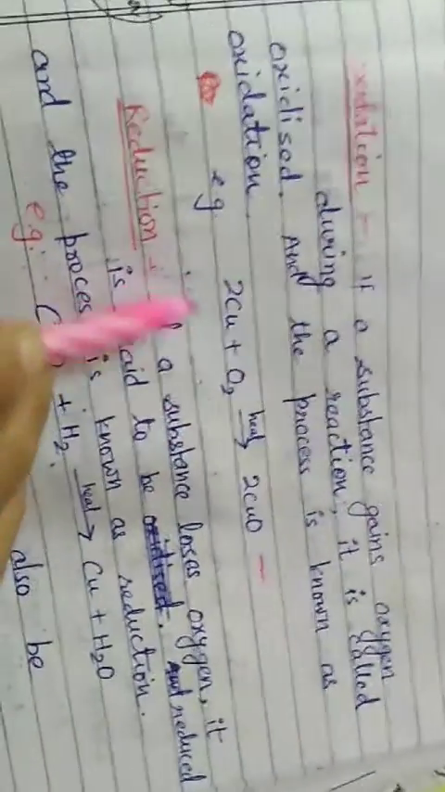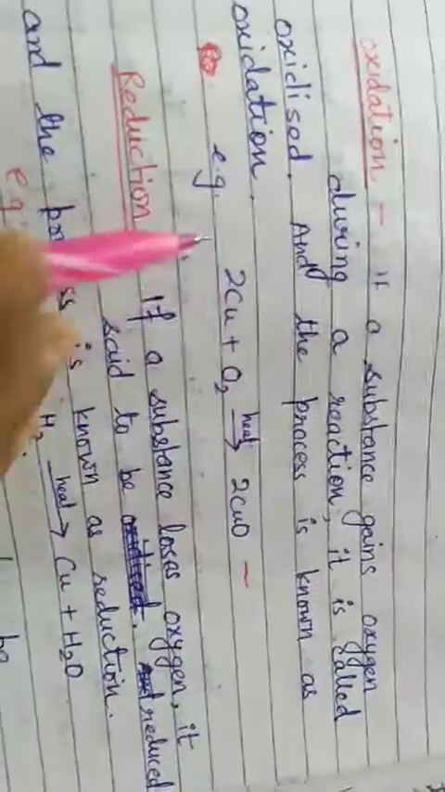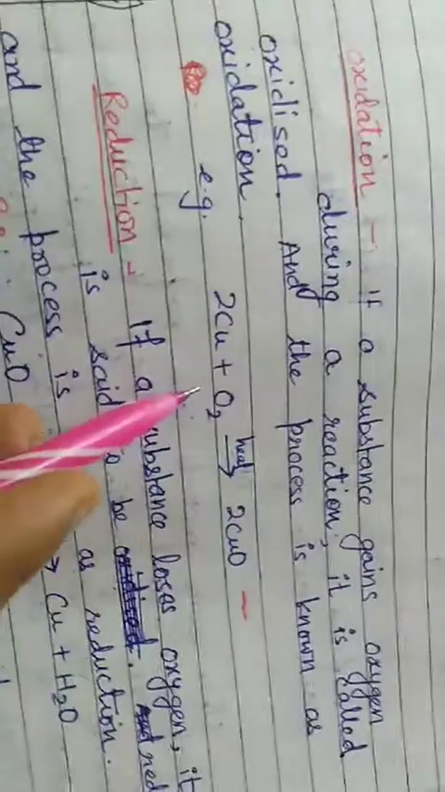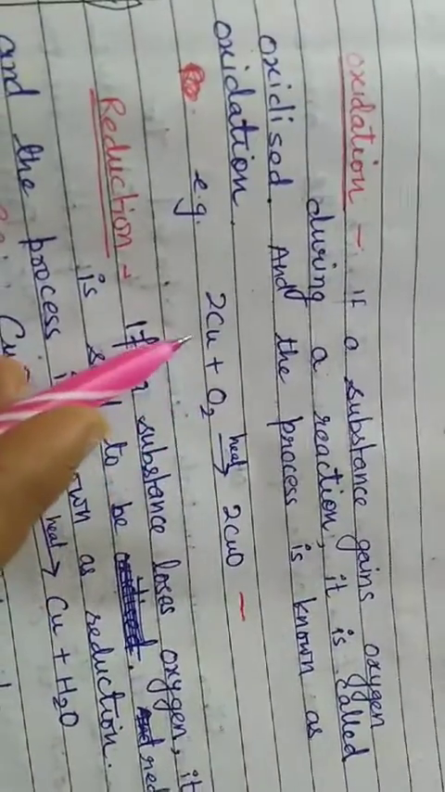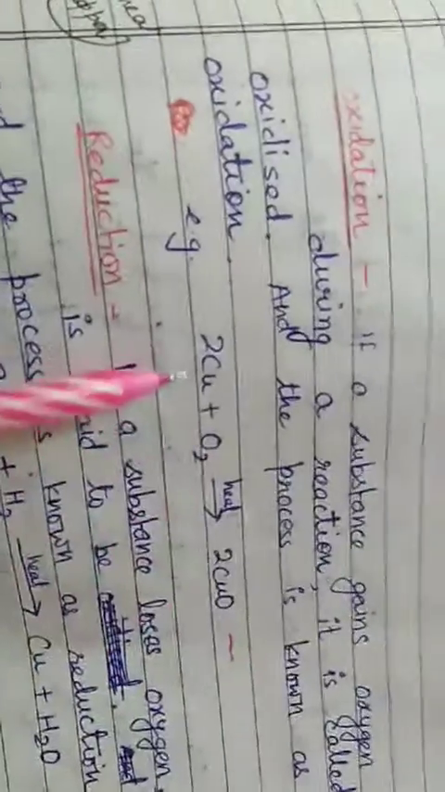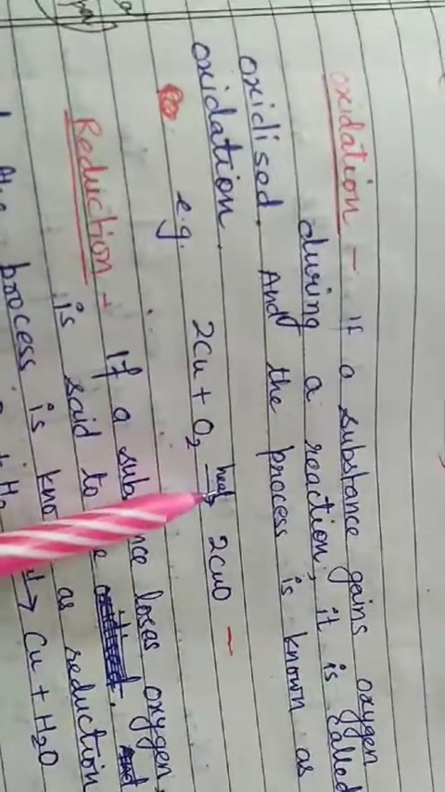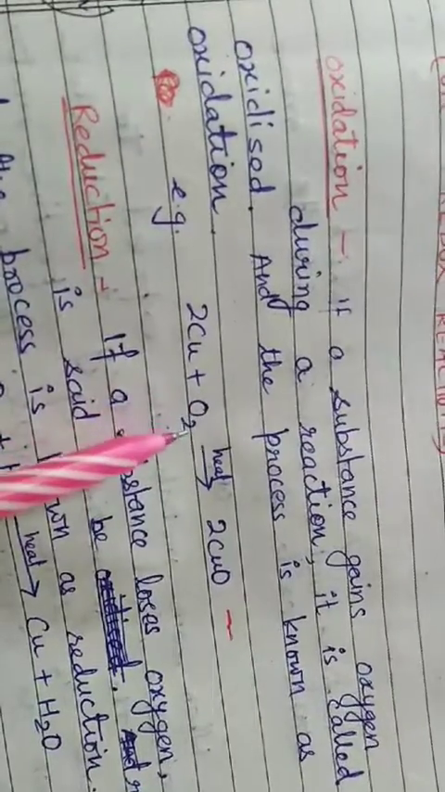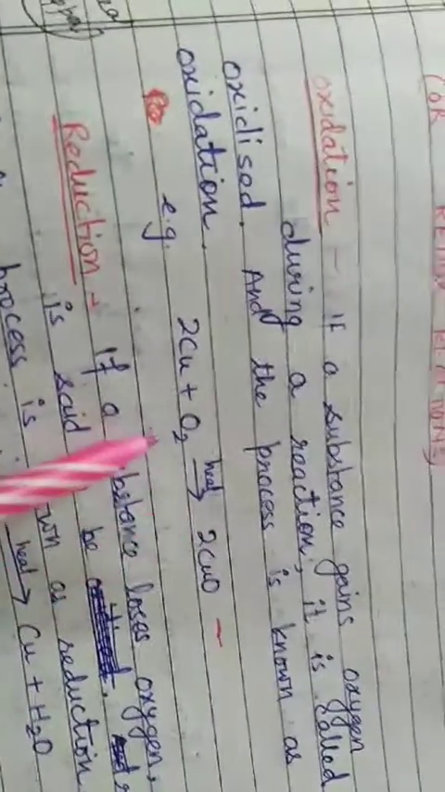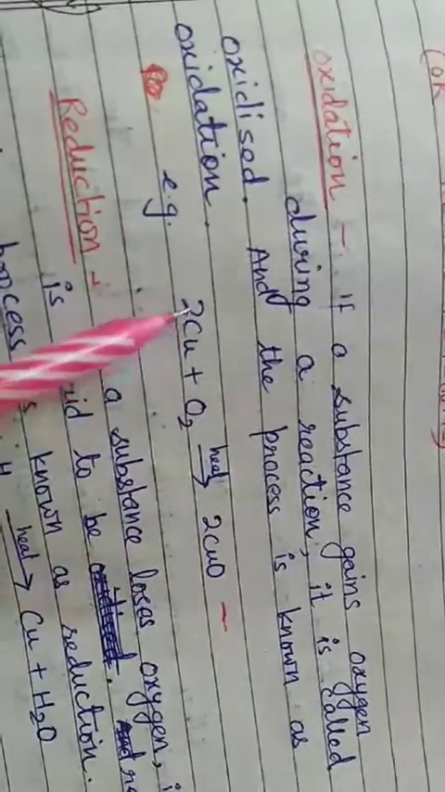Okay, you have an element or a compound, you perform a chemical activity, and after the activity you will see that oxygen is added to that substance. That means the substance gets oxidized. Here in this example you can see copper is heating in the presence of oxygen. Obviously if there is heat there must be oxygen. So what will happen after the heating? You will get copper oxide.